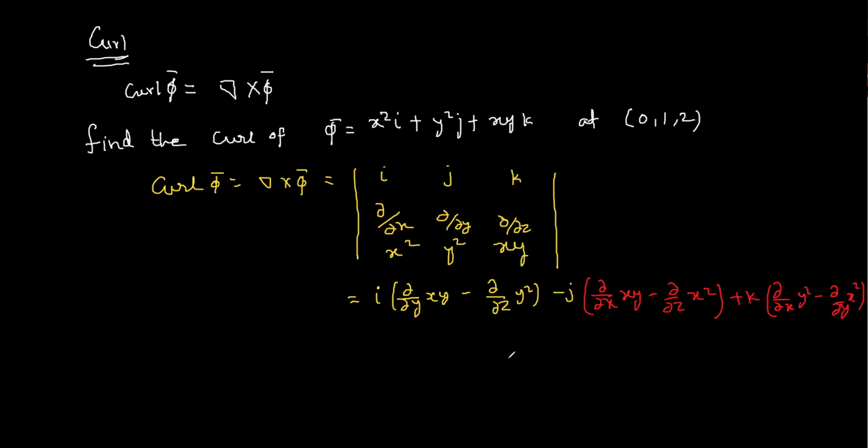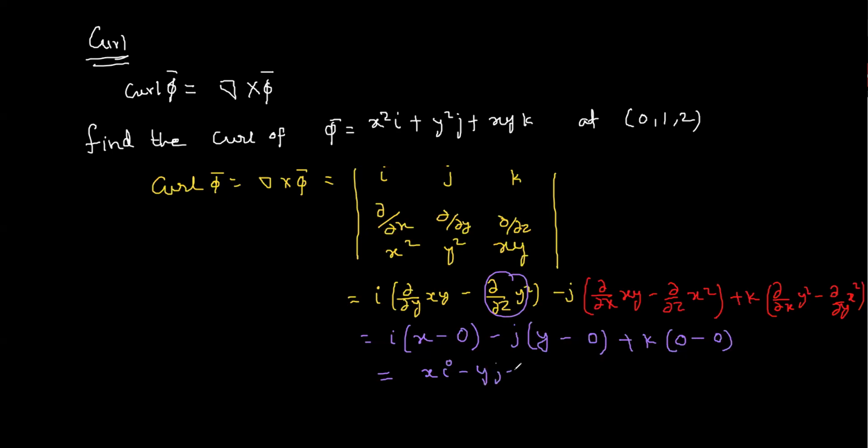Okay, first you tell me up to here you understood. Now when you differentiate with respect to y, you will get only x. With respect to z, there is no z. With respect to x, y. With respect to z, 0. With respect to x, there is no x, 0. And this is 0. So what you are getting? xi, yj plus 0k. And the answer of curl is also always in vector form.